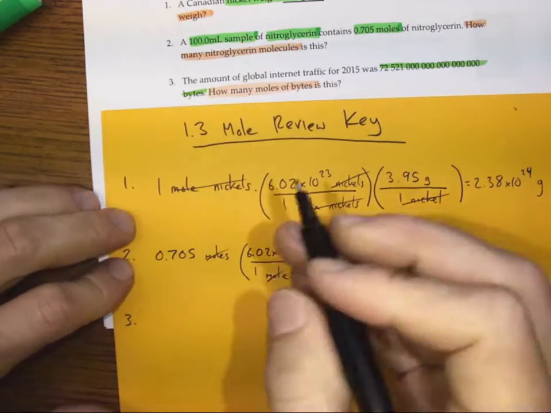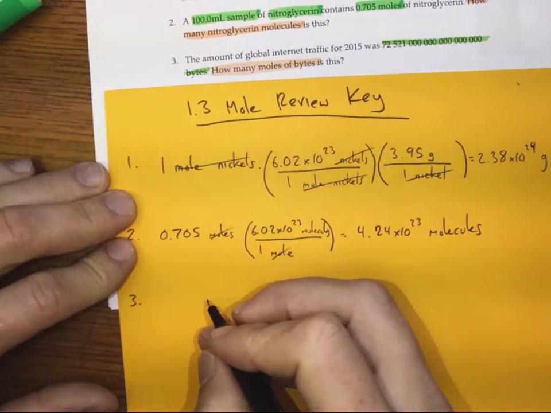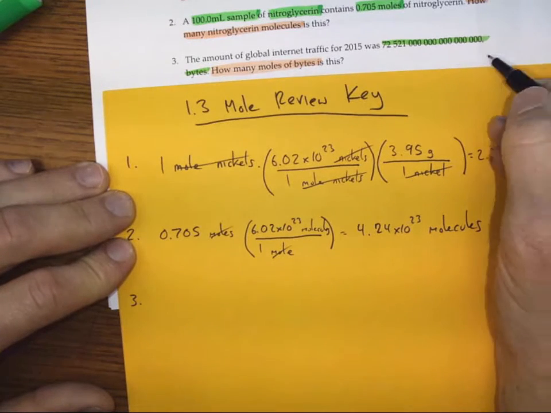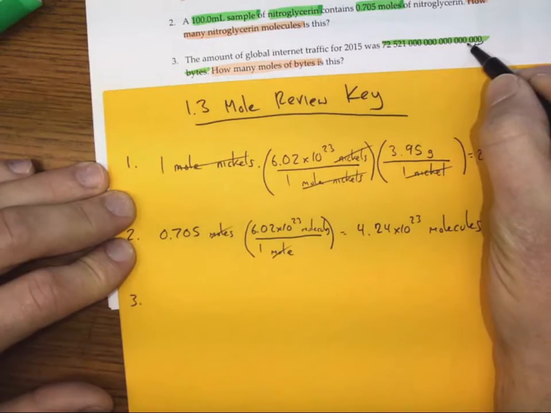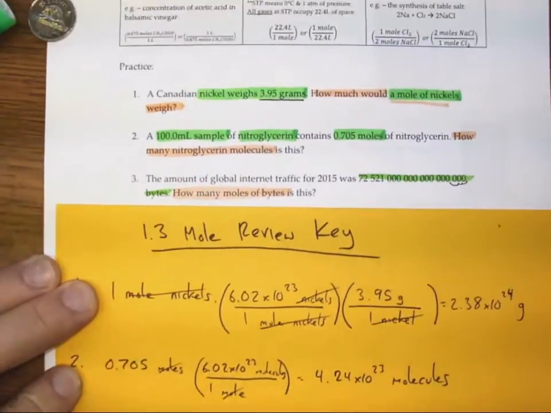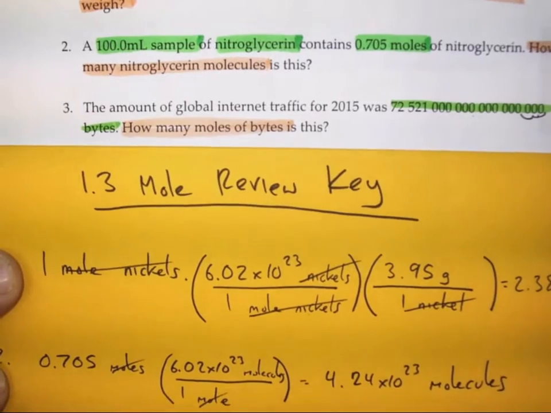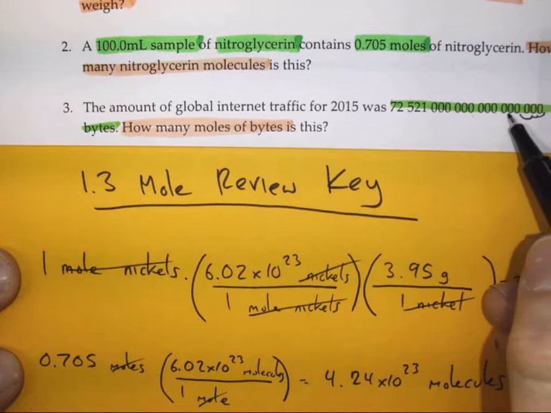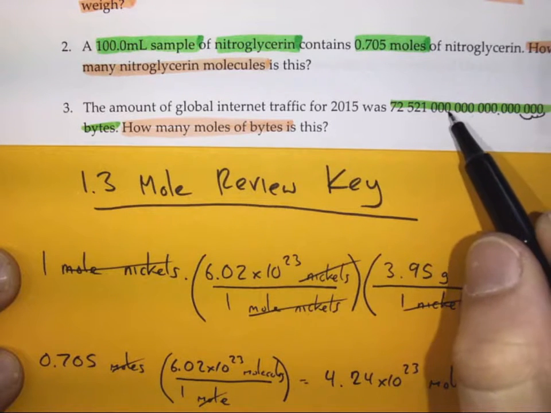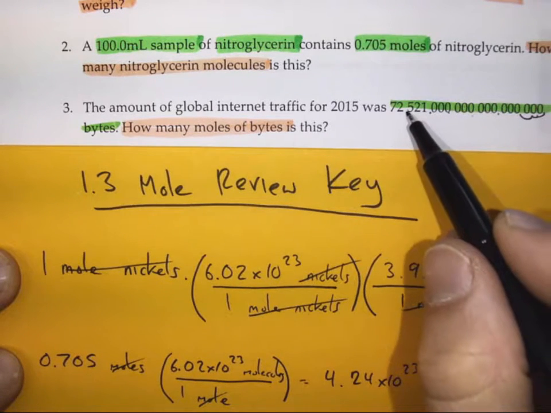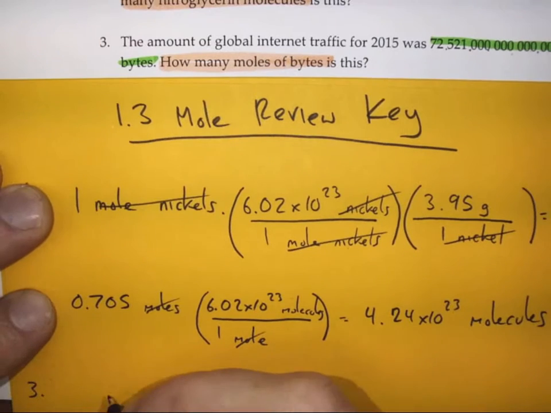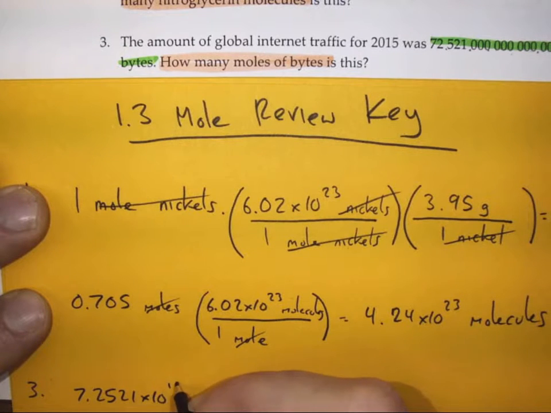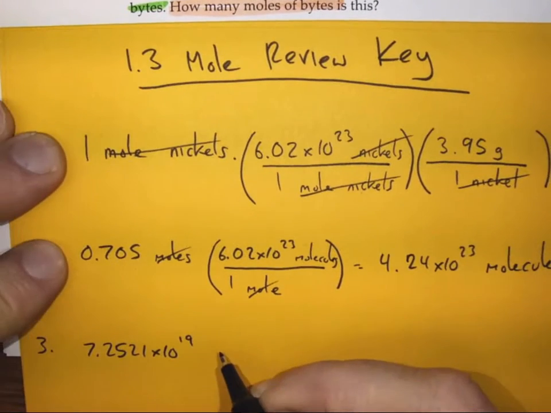All right, so to do this, well, first I might, rather than write this out, convert this into scientific notation. So I'm going to take this decimal and move it over 1, 2, 3. Maybe I'll zoom in a little bit. And focus. All right, so move it over 1, 2, 3, 4, 5, 6, 7, 8, 9, 10, 11, 12, 13, 14, 15, 16, 17, 18, 19. So I could say that's really 7.2521 times 10 to the 19 bytes.